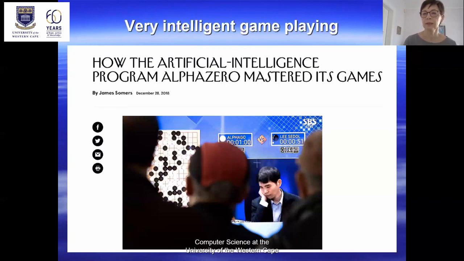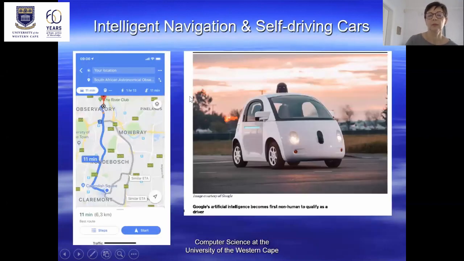So other instances of exciting AI applications that you've probably come across is the fact that humans are now able to develop games that play chess or Go. In this case, it shows an application of Go, and it actually beat world masters. Then we all have seen applications of GPSs, intelligent navigation systems, and I've referred to self-driving cars before.